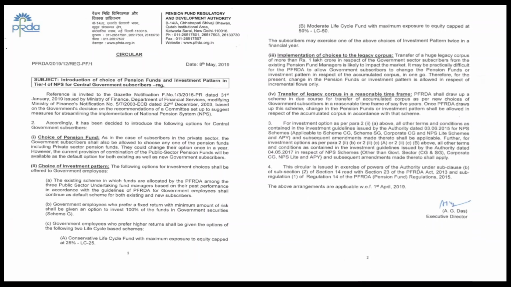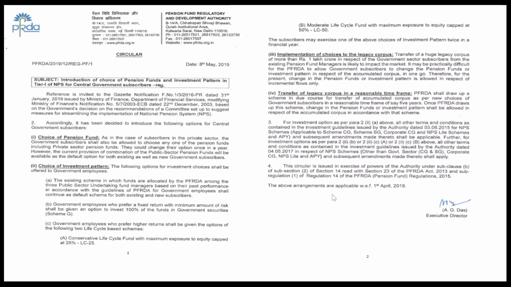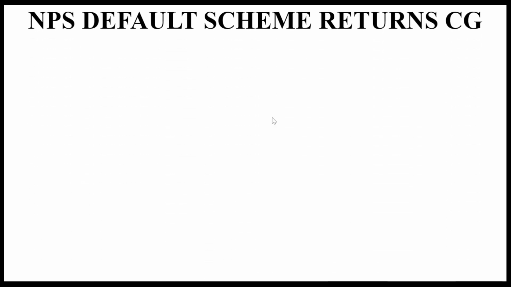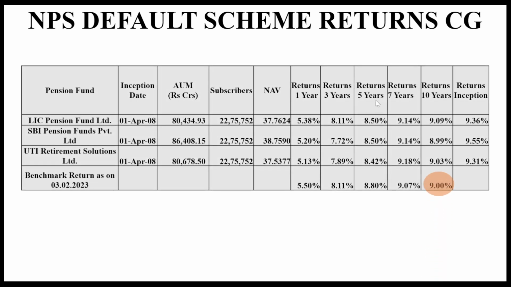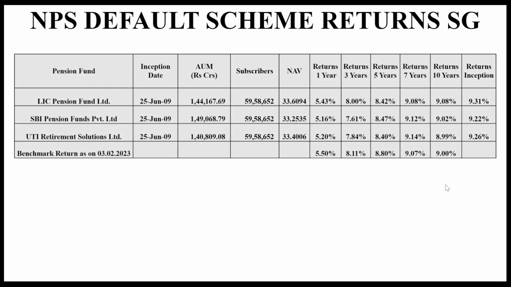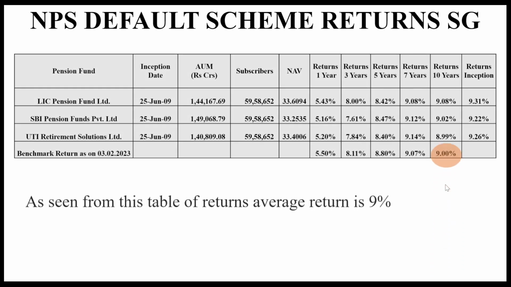This has been notified by PFRDA vide circular issued on 8th May 2019, and also for state governments, state autonomous bodies, and central autonomous bodies on 1st June 2020. Further, we can see the returns of NPS default scheme in case of central government employees. This return is to the tune of 9%. And if we see in the case of state government, this return is again to the tune of 9%.